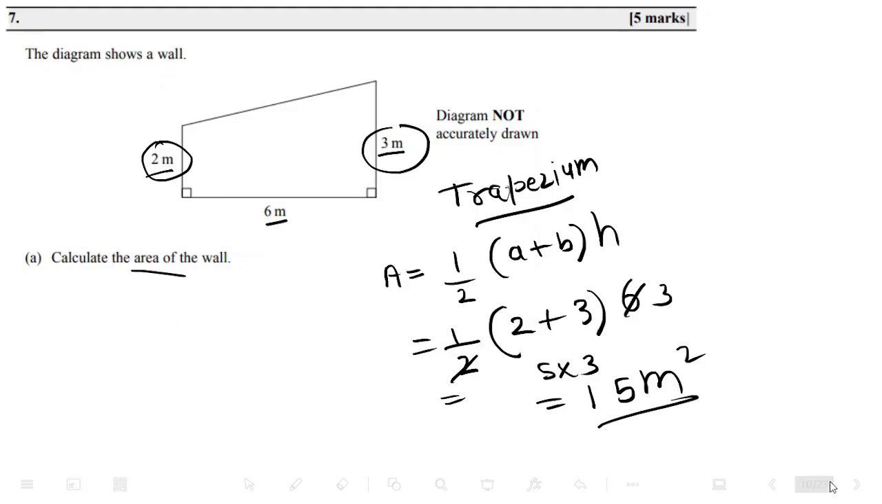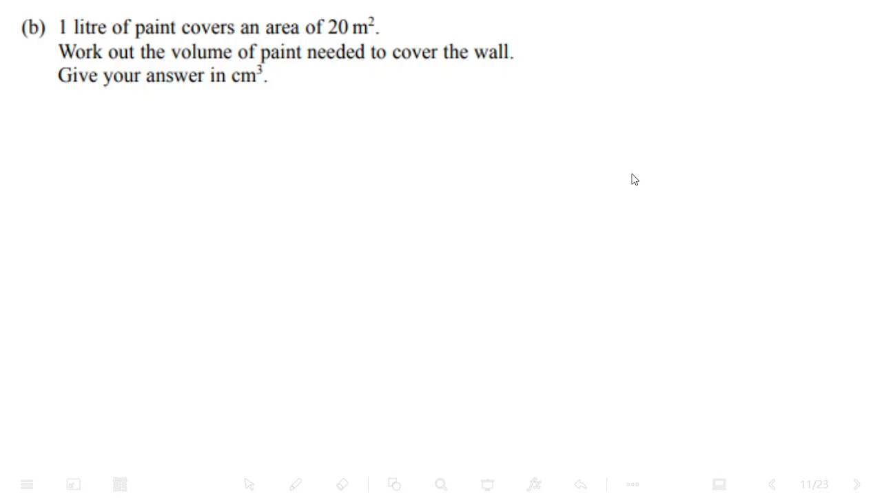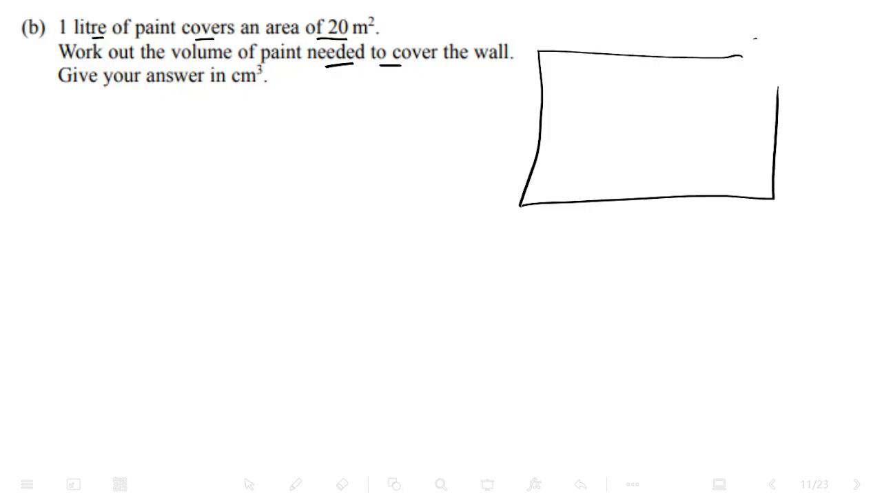Coming to the second part of this, they are asking that 1 liter of paint covers 20 meter square area. Work out the volume of paint needed to cover the wall. So basically, suppose there is a wall. Are you able to understand?